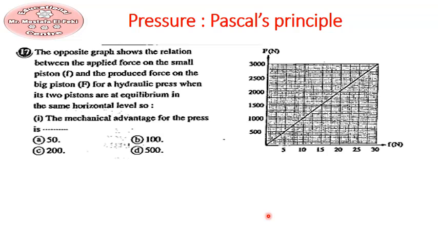The opposite graph showed the relation between the applied force on the small piston and the applied force on the big piston. So the mechanical advantage for the press is: mechanical advantage equals F capital over F small, equals 3000 divided by 30, or 500 divided by 5, or 1000 divided by 10, that is equal to 100.